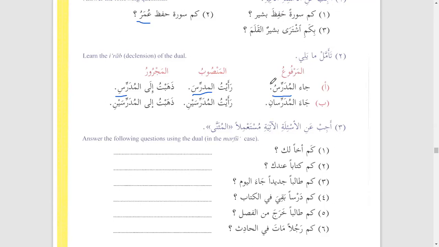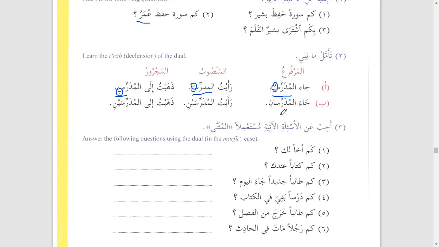The sign of rafa' is dhamma, the sign of nasb is fatha, and the sign of jar is kasra. Okay. Here now we have ja'a al-mudarrisani, two teachers came. The same idea, because it's the doer, the fa'il, so it has to be on the pattern of ani, as we discussed earlier.